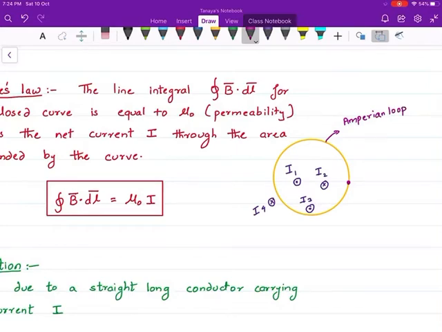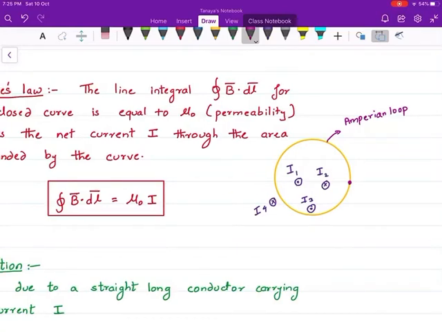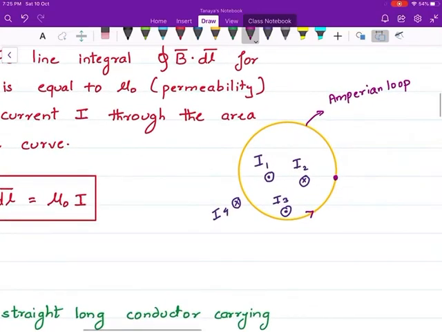This is not a closed surface. It is just like a ring. So we call it the Amperian loop. Now I am going to decide a direction in which I will traverse this Amperian loop. So suppose I decide that I am going to traverse it in the anti-clockwise direction.